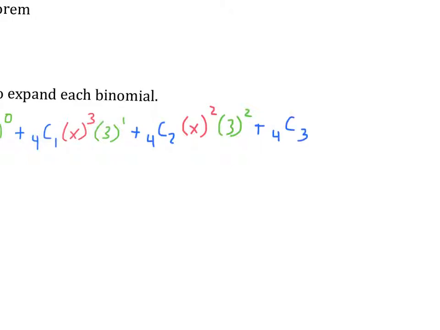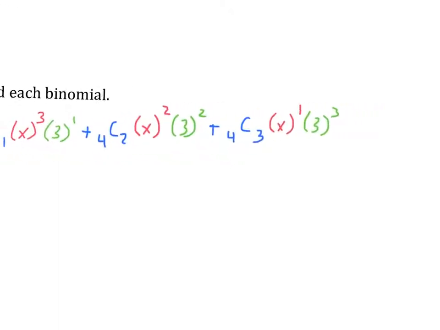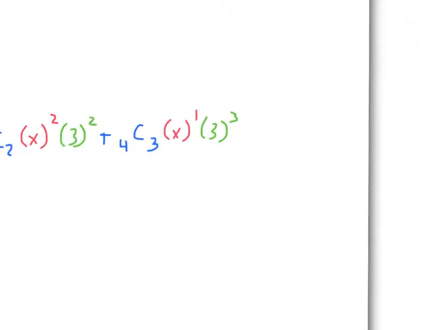4c3. And x drops down. Boom. 3 upgrades to a cube. And we know we can stop when we get to 4c4. 4c4, x drops all the way down to a 0, which technically you don't have to write because that's a 1. And 3 is all the way up to the max, to the 4.